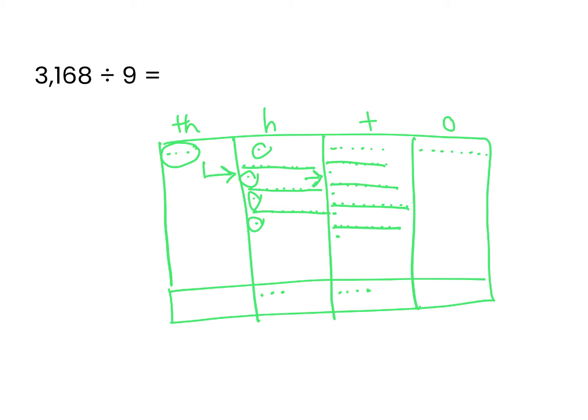1, 2, 3, 4, 5, 6, 7, 8, 9. I do have enough for 1 more group. It's kind of nice. I only have to move 1 group of 10 over. So I've got 1, 2, 3, 4, 5, 6, 7, 8, and here comes my group of 10. I'm going to cross off my 9 there, and that's a group. And I have another group of 9. So my answer to 3,168 divided by 9 is 352.